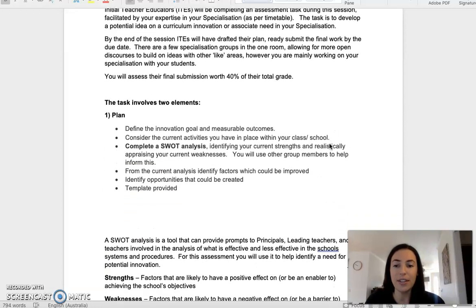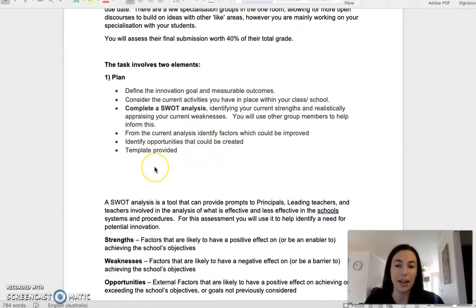So let's have a look at this first part here, our planning section. We're defining innovation goals and measurable outcomes. We're considering current activities that you have placed within your school or class, and thinking back to the placements you've already had, or even back to your own schooling. What current activities did they have? What's going on in that school? What does it look like?